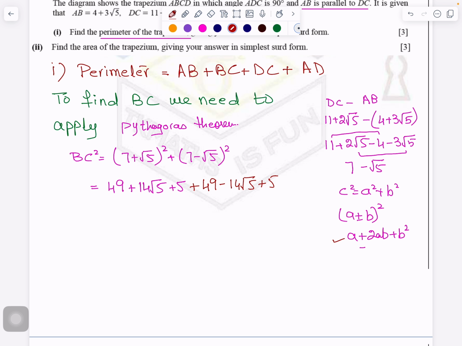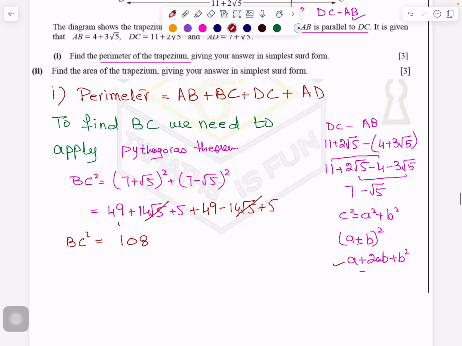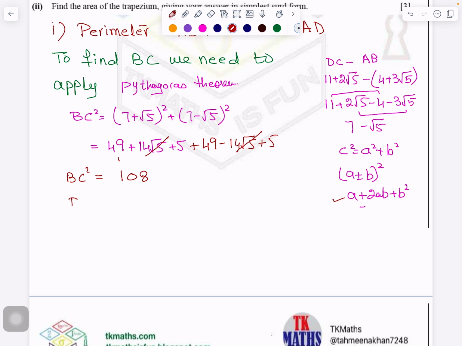Now if you see here, 49 and these terms will cancel out, and then you simply add them up. It will be equal to 108. So I got BC square equals 108. But what do we want? We have to find the perimeter. So we just need BC, not BC square. What will I do? I will take a square root. And we have just learned in the previous videos how to simplify it.